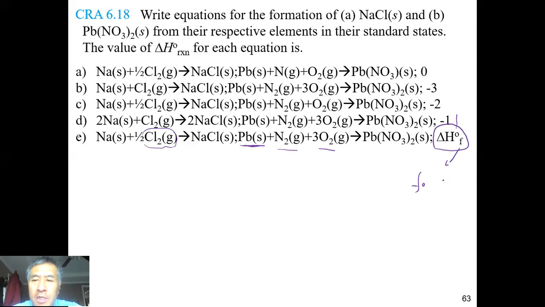So this is a kind of special name for a delta H reaction. So that naught is standing for standard.